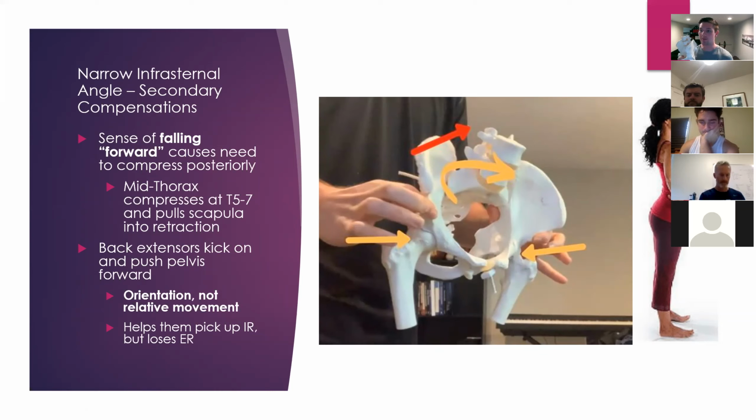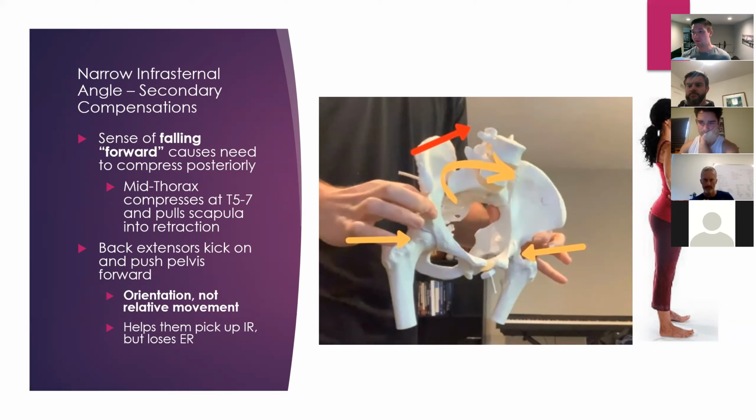So if you kick on your back extensors and you're in this position right here, and you just get pushed forward, that's what's going to happen. Now that helps them pick up a little bit of internal rotation, at least within their femurs, but they're still not going to be able to nutate very well because this is an orientation thing. This is not them just going, okay, well, now I'm going to nutate and come forward. They're still here and it's being pushed forward.